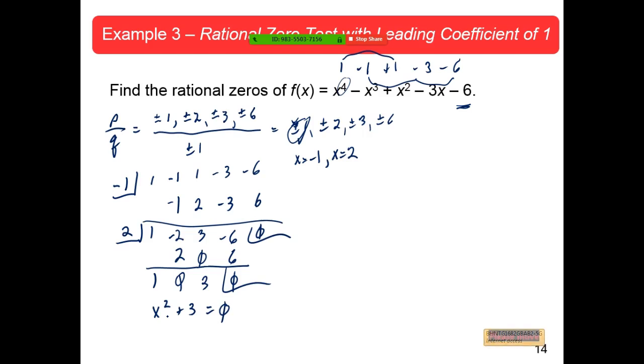So that means there are no more rational zeros. What it said, find the rational zeros, we found 2. The other 2 are complex numbers, not rational zeros, not rational numbers. So therefore, you found what they asked for. x equals -1, x equals 2. You know there's 4 zeros by the linear factorization theorem, so that means the other 2 zeros here are complex zeros with imaginary components. They're not rational.